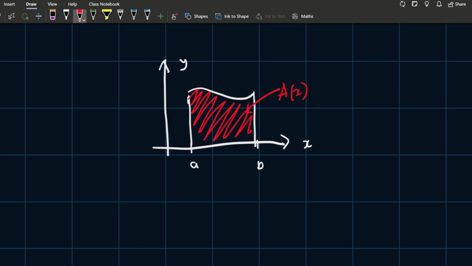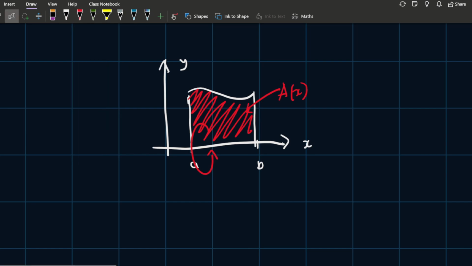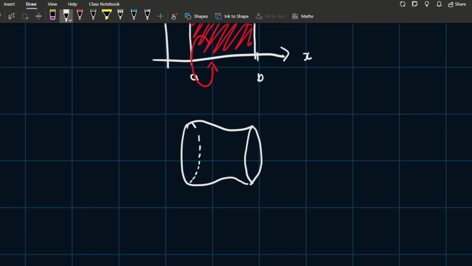Okay? And then, let's say we're going to revolve it about the x-axis. So if we revolve it about the x-axis, imagine this part here, iikot natin all over the x-axis. Yung figure natin will look something like this. And then, ito na ngayon yung hahanapan natin ng area.